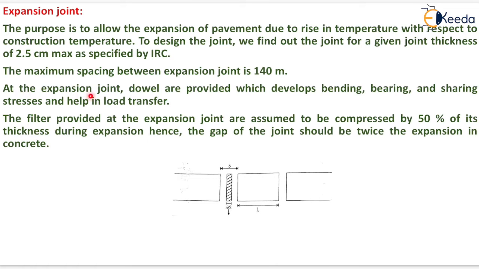At the expansion joint, dowels are provided which develop bending, bearing and shearing stresses and help in load transfer. The filler provided at the expansion joint is assumed to be compressed by 50% of its thickness during expansion, hence the gap of the joint should be twice the expansion in the concrete, which is shown here.